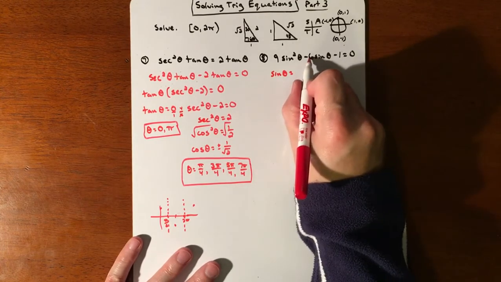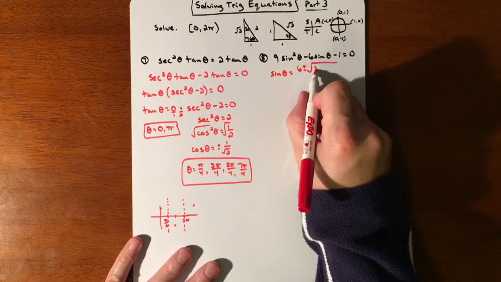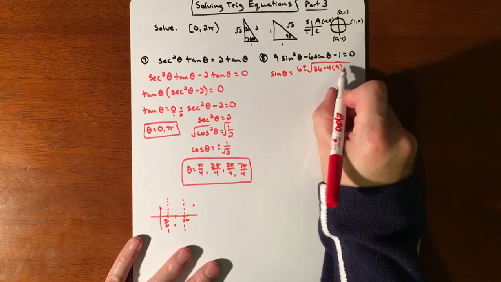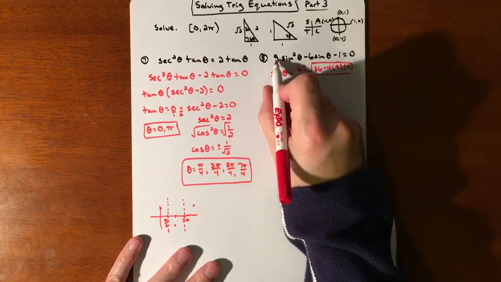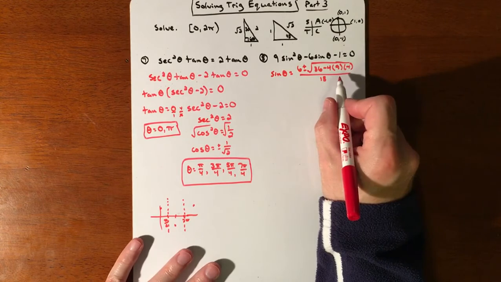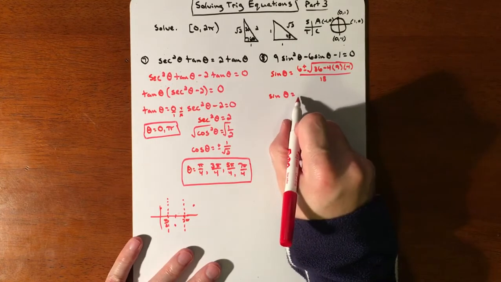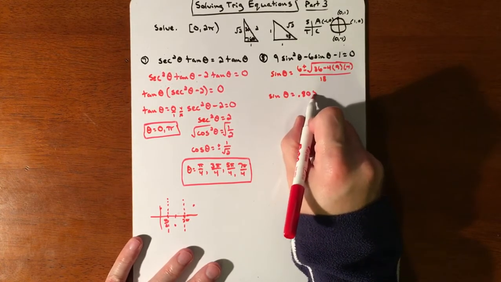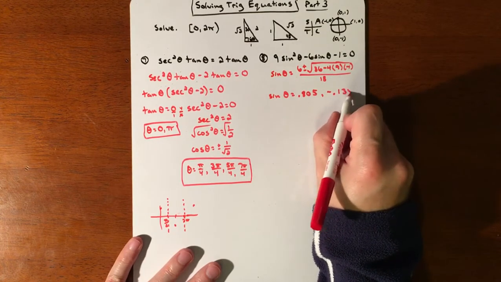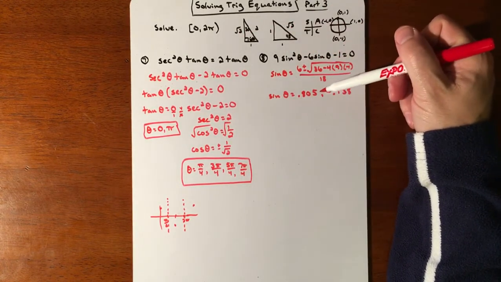So you'd have negative 6 plus or minus the square root of negative 6 squared, 36, minus 4 times 9 times negative 1, all divided by 2 times 9, 18. If you put all that into a calculator, you're going to get sine of theta is equal to 0.805 and negative 0.138. All right, so this is not coming from this, so it is turning into a calculator problem.